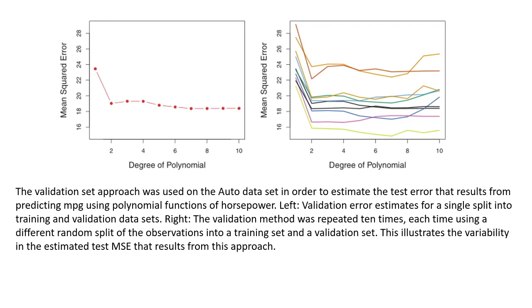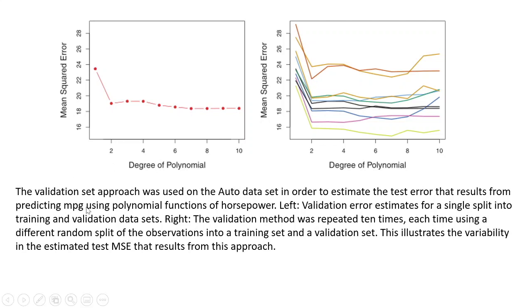So let us look at this example. For this one, we use the validation set approach on the Auto data set. And here we want to estimate the test error rates that result from predicting the MPG. So if you have R, you can get this Auto data set in R, and this is what we're going to do later in the lab session.